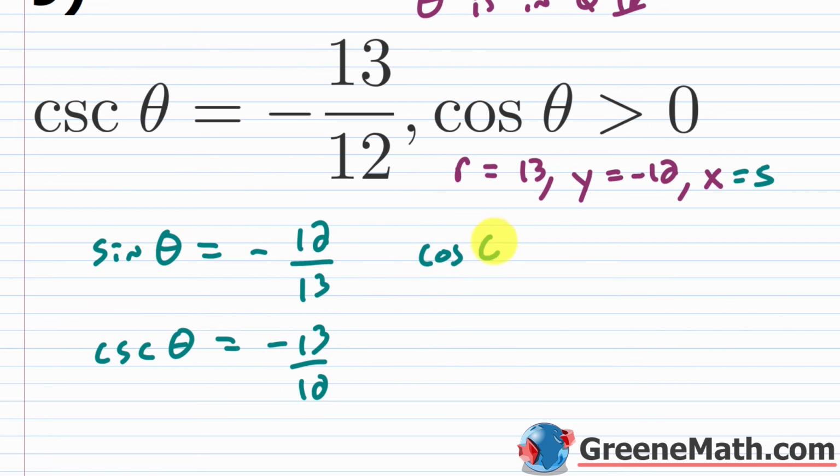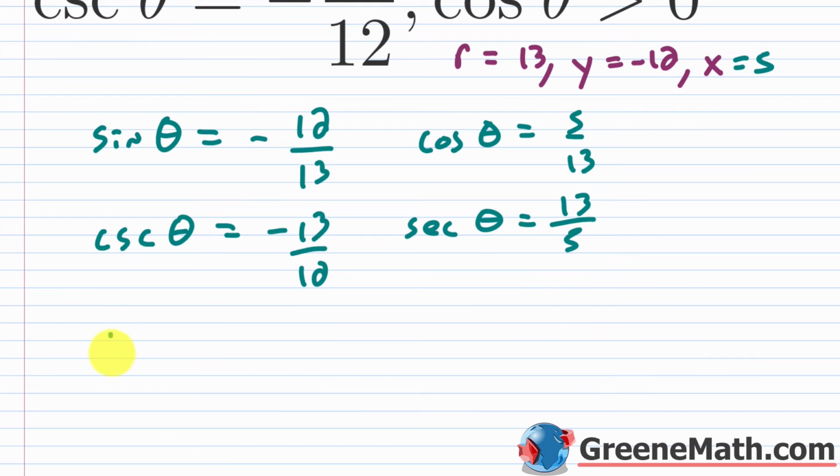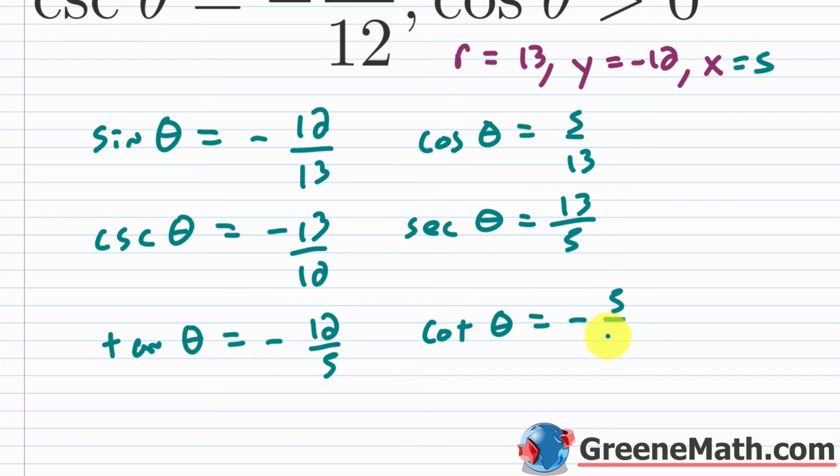For the cosine of theta, this is x, which is 5, over r, which is 13, so 5 over 13. For the secant of theta, we're going to flip this guy, so this is 13 over 5. Then for your tangent of theta, this is y over x, so negative 12 over 5. And then for the cotangent of theta, let's go ahead and flip this. So this is negative 5 over 12.